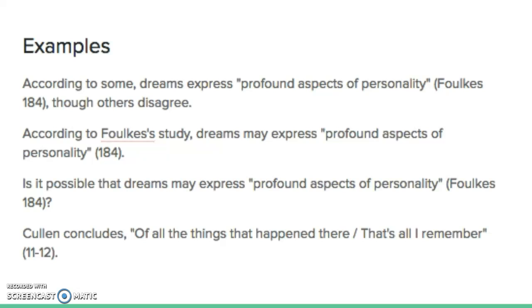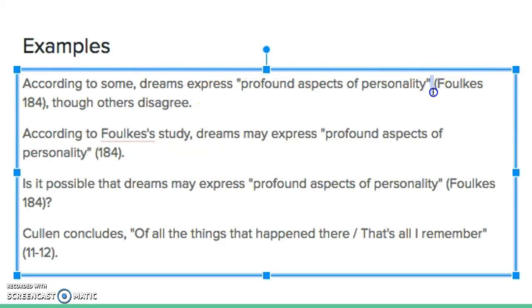So here are some examples. This is a parenthetical citation right here, where we've got the author's last name and the page number. So that's what I'm talking about when I say parenthetical citations. We lead in with, "According to some, dreams express," and then this is the part that comes directly from the text, "profound aspects of personality." So what is pulled word for word directly from the text is put into quotes. The rest is not in quotes because it's not coming from a source. It's the author's own thoughts. Notice the comma to set off the direct quote goes outside of the parenthetical citation.